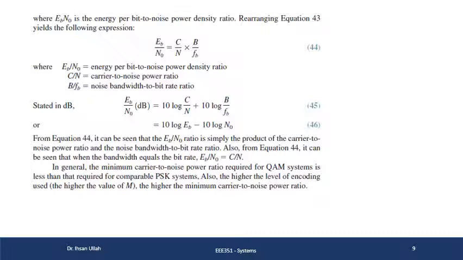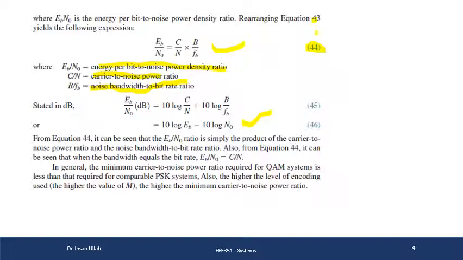So if you rearrange equation 43, that is the last equation on the previous slide, you get the following expression, where EB by N naught is the energy per bit to noise power density ratio, C by N is the carrier to noise power ratio, and B by FB is the noise bandwidth to bit rate ratio. So you can again compute it in dB scale as well. Just take 10 log of equation 44, and you are going to get this final expression.